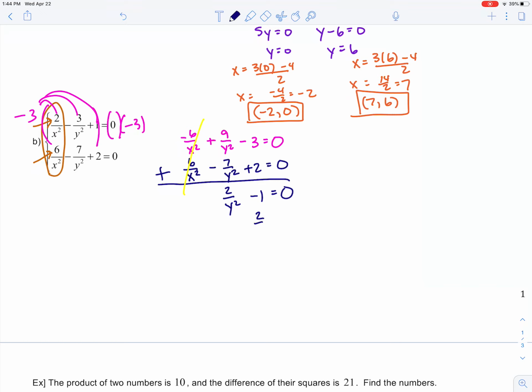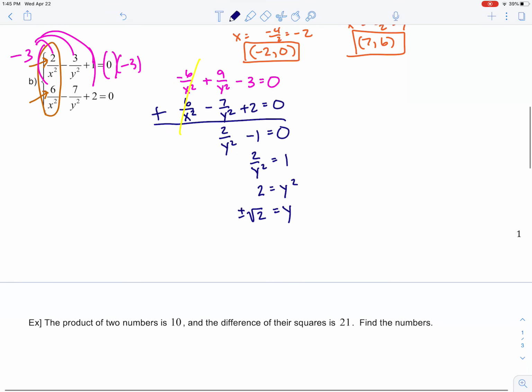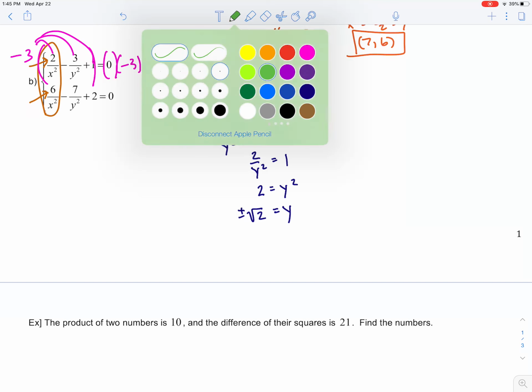So I want to solve this for y, so we'll add 1 to both sides. So 2 over y squared equals 1. We can multiply both sides of the equation by y squared, and we'll get 2 equals y squared. And then taking the square root, plus or minus the square root of 2 equals y. So this one has two solutions for y, the square root of 2 and negative square root of 2. So we need to find the corresponding x values, so we can plug those back into either of these equations and then find the corresponding x values.